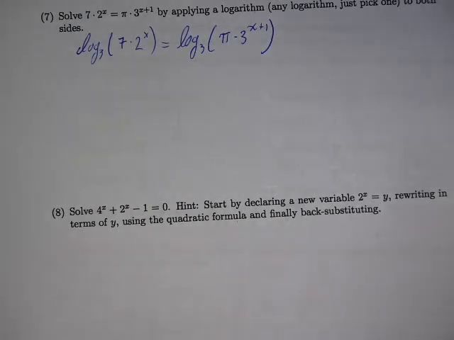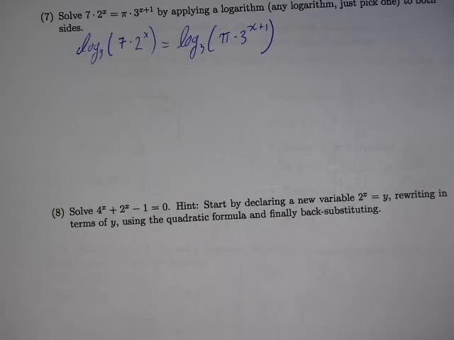Is 7 times 2 to the x definitely positive? Yeah, right? 7 is positive and every power of 2 is positive. And the same thing with pi times 3 to the power of x plus 1. And now let's use some log laws and see what happens.